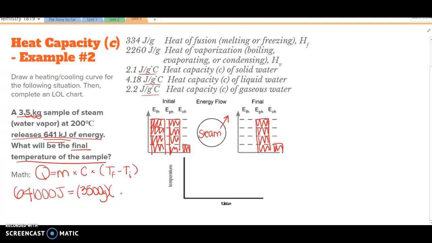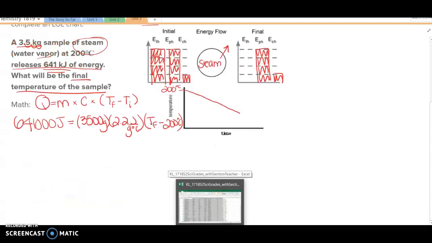times my specific heat capacity. We want to be careful to use gaseous water because it's telling us that we have steam, which is water vapor, also known as gas. So we're going to use 2.2 joules for every gram times degrees Celsius. And then we don't know our final temperature. We do know our initial temperature of 200 degrees Celsius.